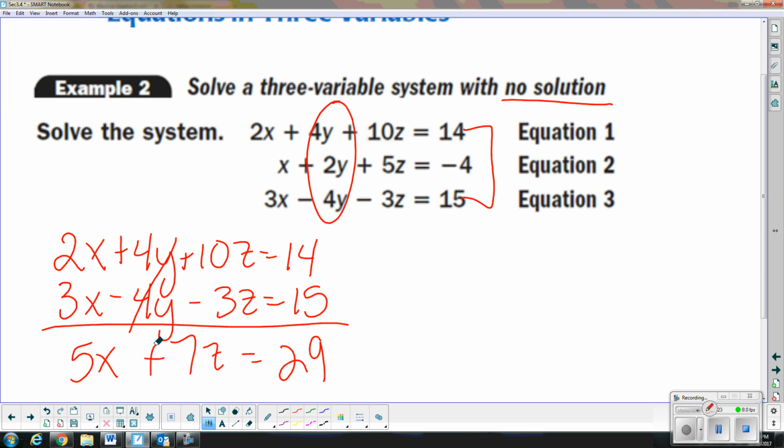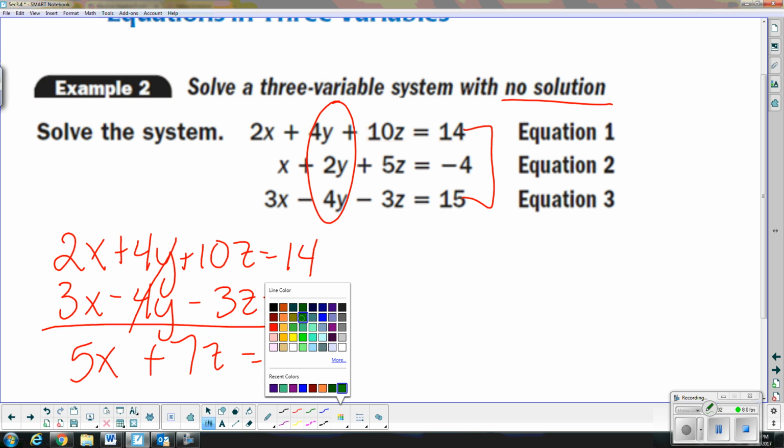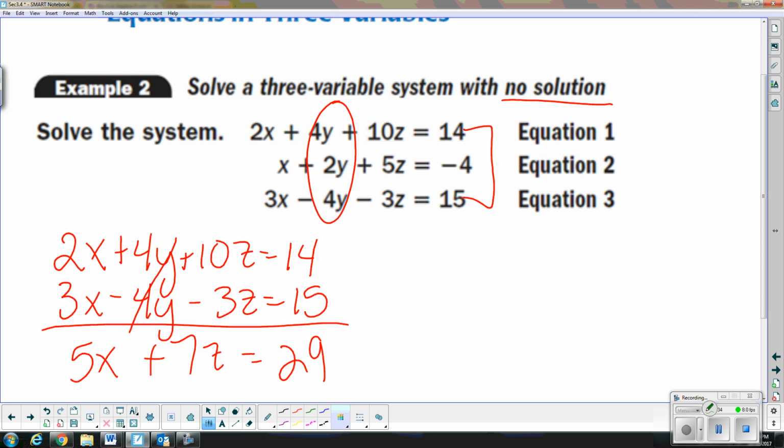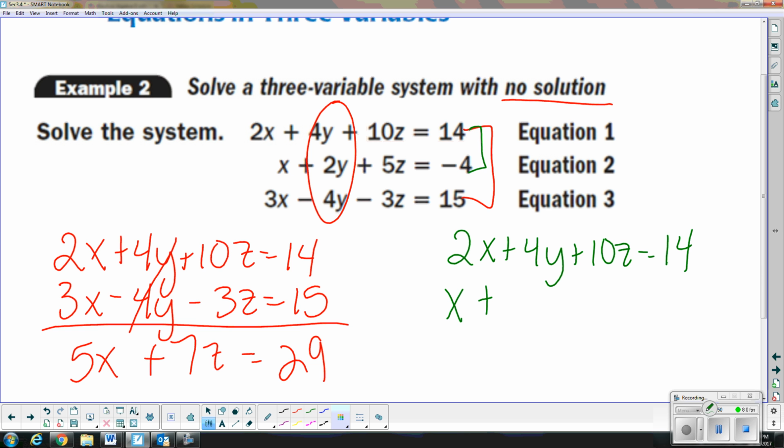It doesn't matter if we use 1 and 2 or 2 and 3. I probably would use 2 and 3, but let's do 1 and 2 just because now I'm seeing a pattern here. Let's do 1 and 2 to eliminate y again because that's the one we eliminated in the first equation. We're always going to eliminate the same variable. So 2x plus 4y plus 10z equals 14, and then x plus 2y plus 5z equals negative 4.